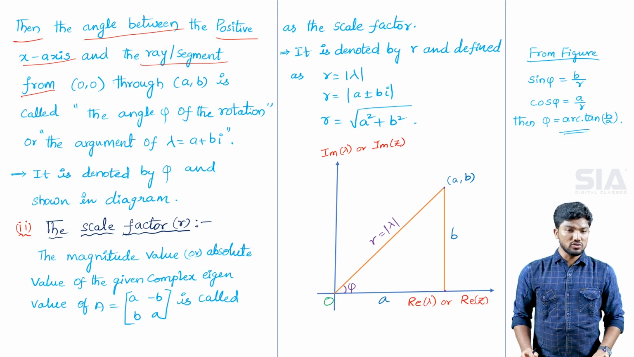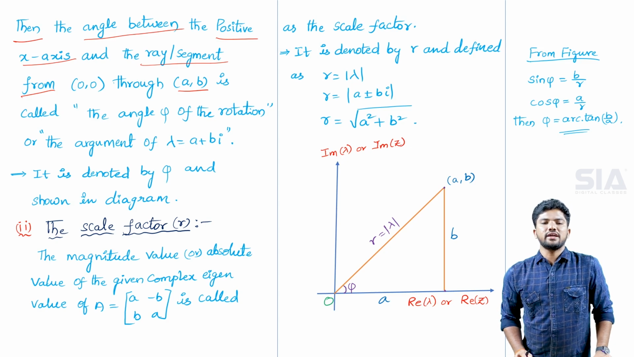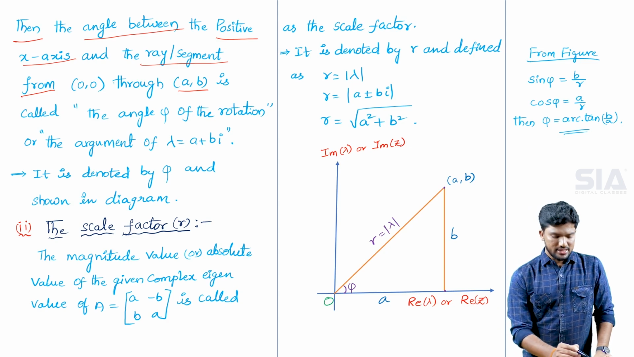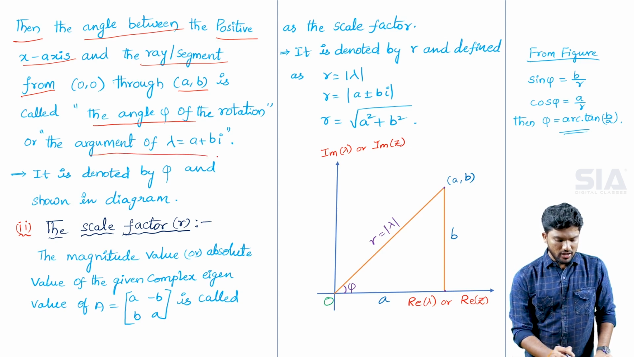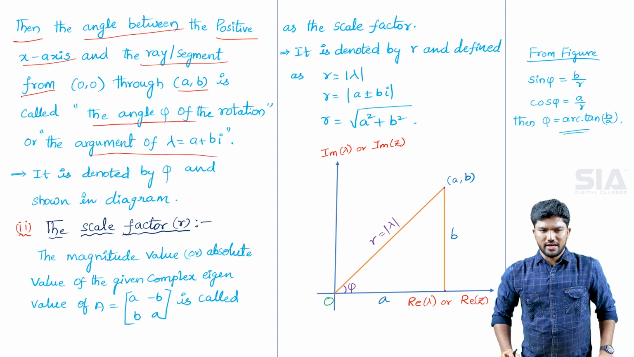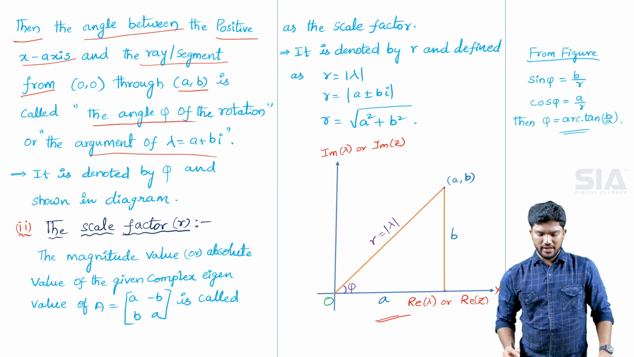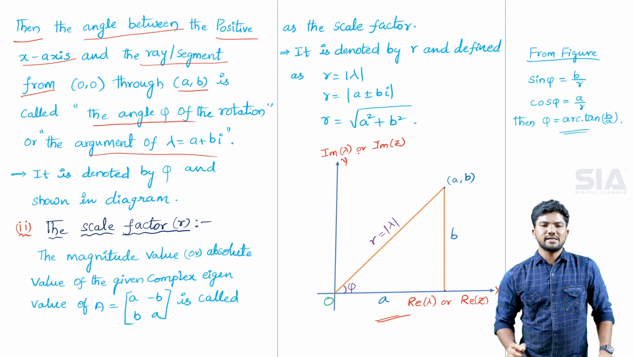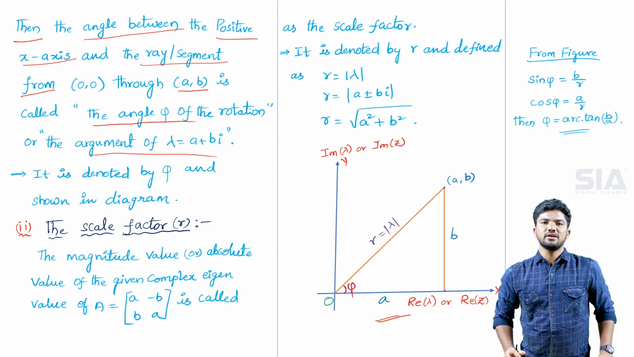segment from 0, 0 through a, b is called the angle phi of the rotation, or the argument of lambda equal to a plus bi. Clearly you can see from the diagram, this is the positive x-axis, and this one you can imagine is the y-axis. The angle between them we can denote with phi.